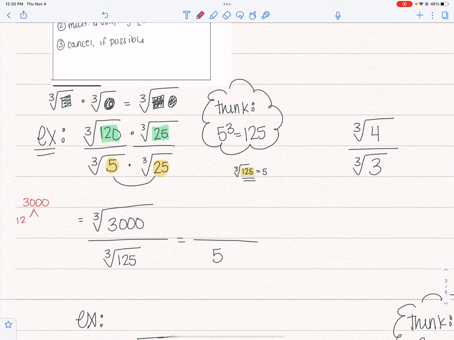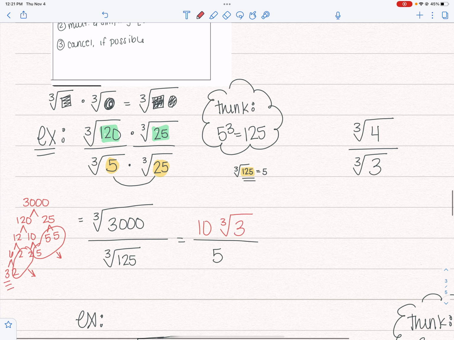Well, I know 120 and 25 because those are the two that I came from. So 120 will be 12 and 10. 12 is 6 and 2, and then 6 is 3 and 2. 10 is 2 and 5. And then 25 is 5 and 5. Now remember, I'm in cubed root world, so I need sets of 3 in order to pull one out. So 125 is going to have one 2 coming out, one 5 coming out. 2 times 5 gives me 10. And then I'm left with that 3 on the inside.